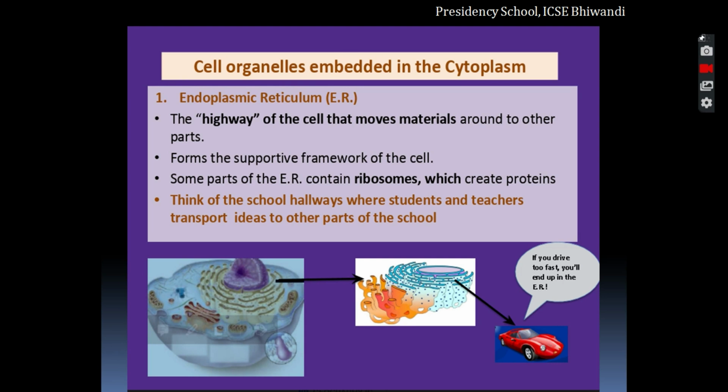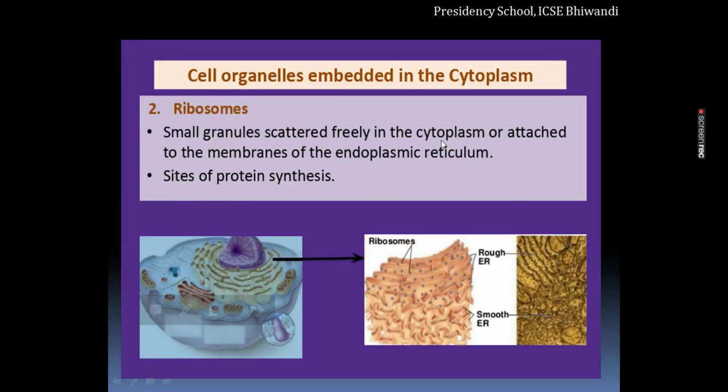In the endoplasmic reticulum, we have to understand the smooth endoplasmic reticulum. The organelle that is embedded inside the cytoplasm is the ribosome. They are small granules which are scattered freely in the cytoplasm, or attached to the membranes of the endoplasmic reticulum. As I said, there is the smooth endoplasmic reticulum and the rough endoplasmic reticulum. Smooth endoplasmic reticulum means no ribosomes are present on the surface. Rough endoplasmic reticulum means ribosomes are present on the surface. They are basically the sites of protein synthesis.